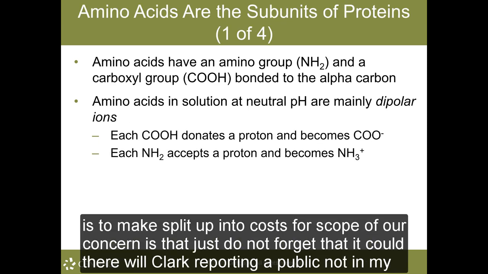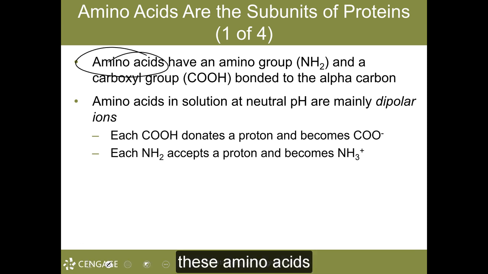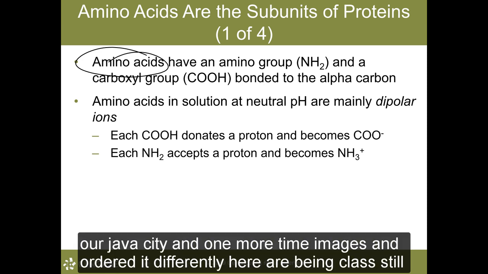So next portion I'll get to as far as proteins are concerned is that just do not forget that you could very well call a protein a polypeptide. Keep in mind that there are peptide bonds that, of course, bond together these amino acids. So I kind of drew this for you all earlier. I'm going to draw this again one more time, and I'm just going to draw it a bit differently here.